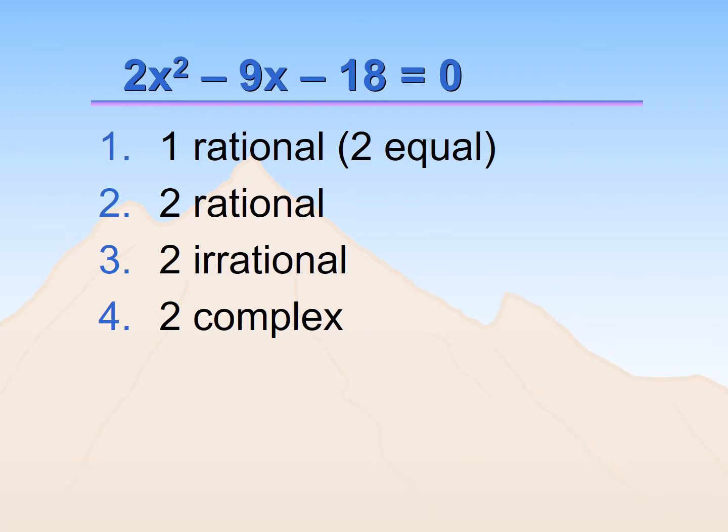If we know that, the next question is, well, if we know what our discriminant is, what is the nature of our solution? Since 225 is a perfect square, when you square root it, you get 15, that tells us that we have two rational solutions if we were to finish out the quadratic formula.